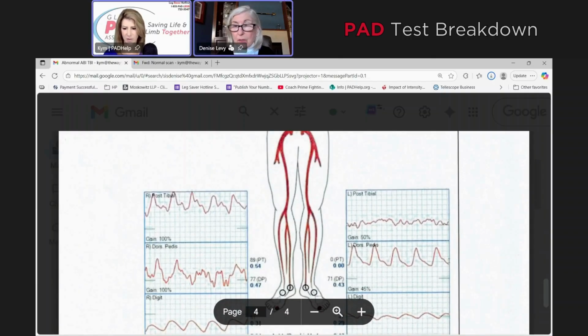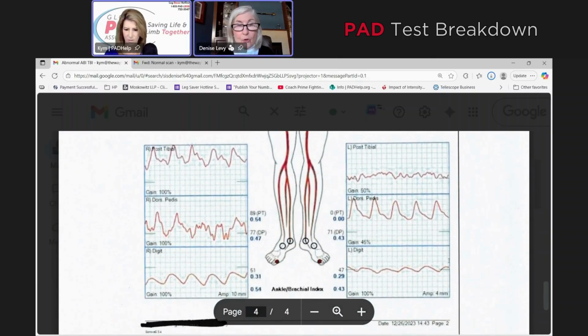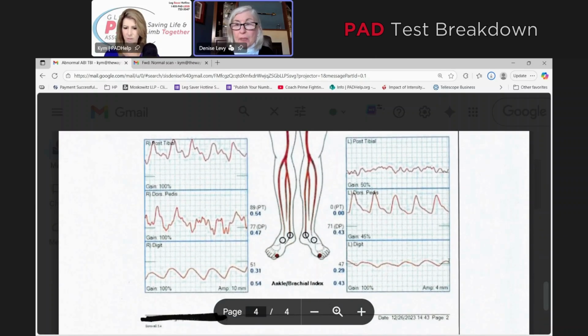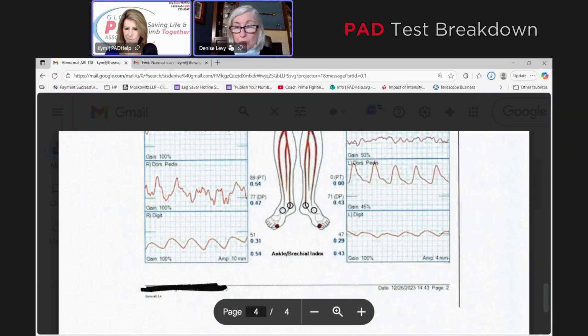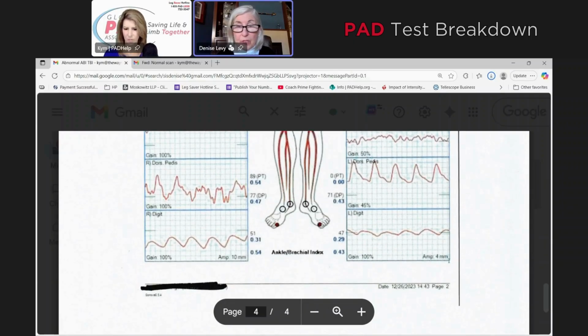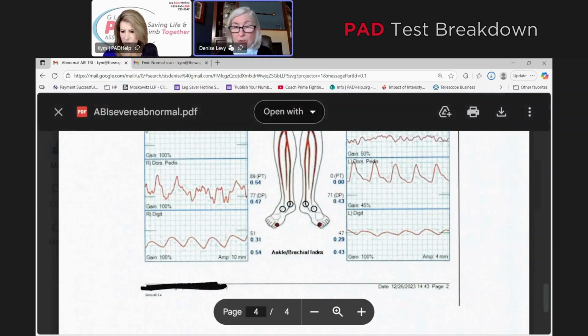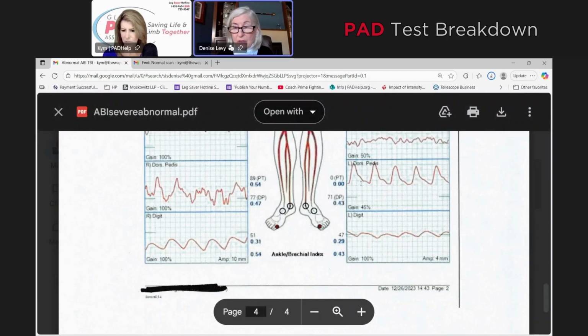There you go. Look at that. So these are very different than the one before. See, those are monophasic. It goes up and comes down. There are no three components to that waveform. And if you look at the PPGs on the toes, look how almost flat they are. So these are grossly abnormal waveforms, and there is an absence in the left posterior tibial. So yes, this patient does need a scan.